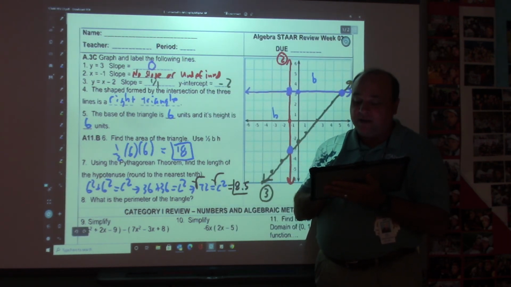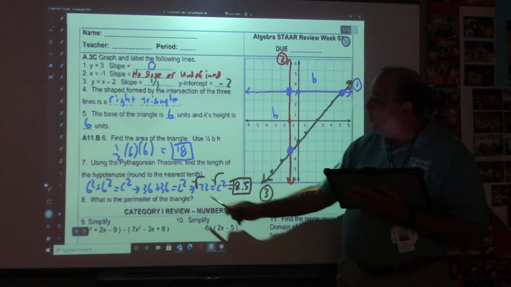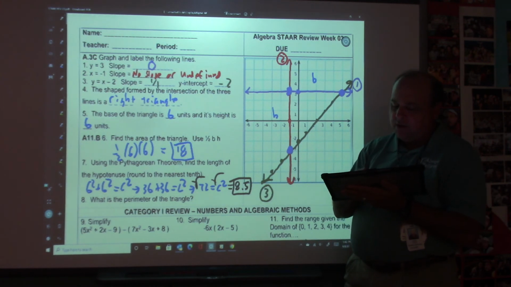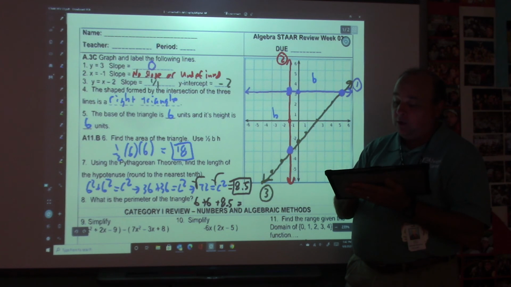or 8 5/10. Now then, we want to get the perimeter, so we're going to do 6 plus 6 plus 8 5/10. So 6 plus 6 plus 8 5/10, and that's going to be what, 20 5/10 is my perimeter.